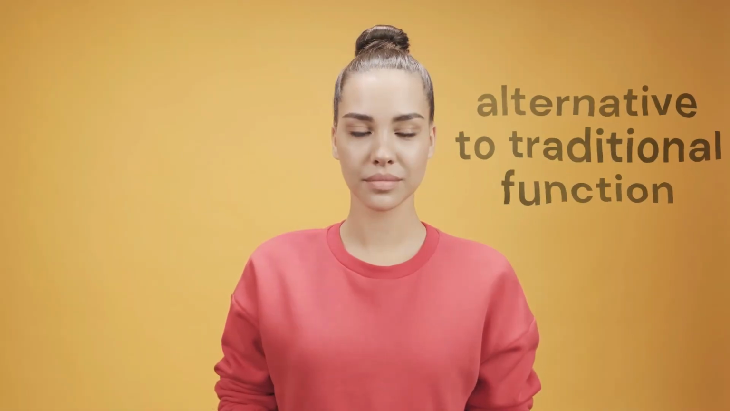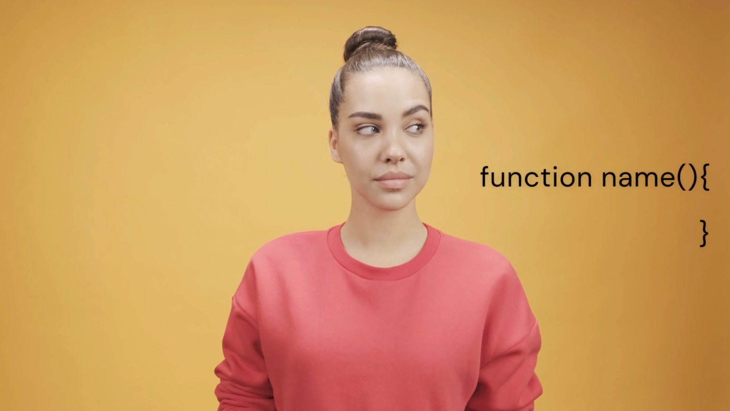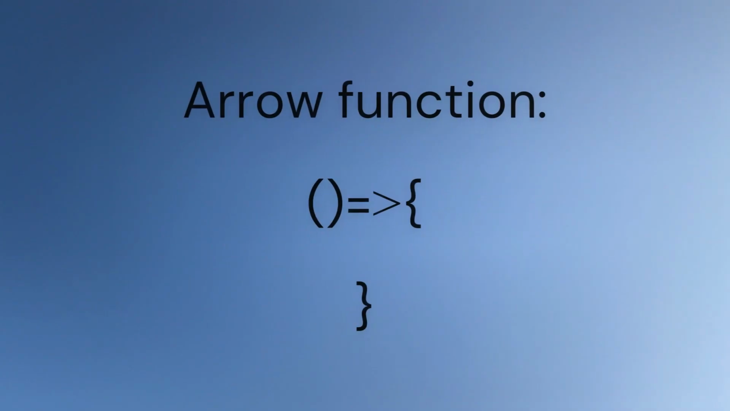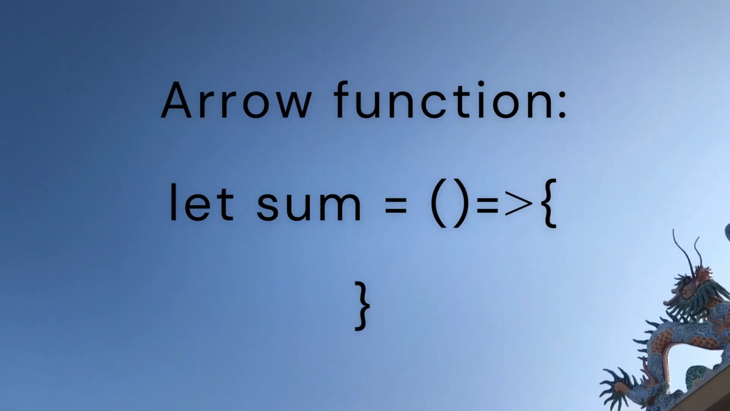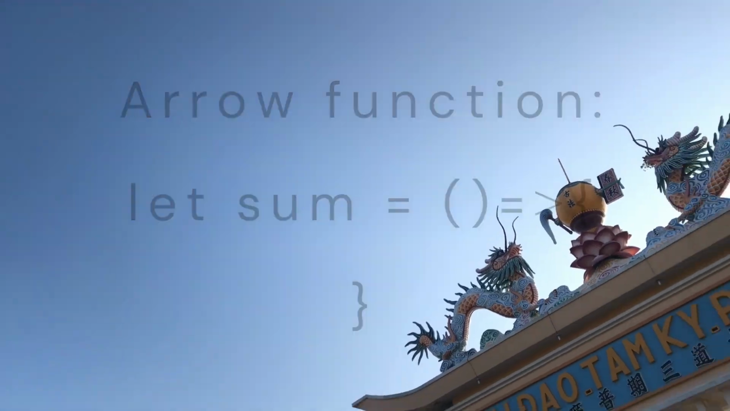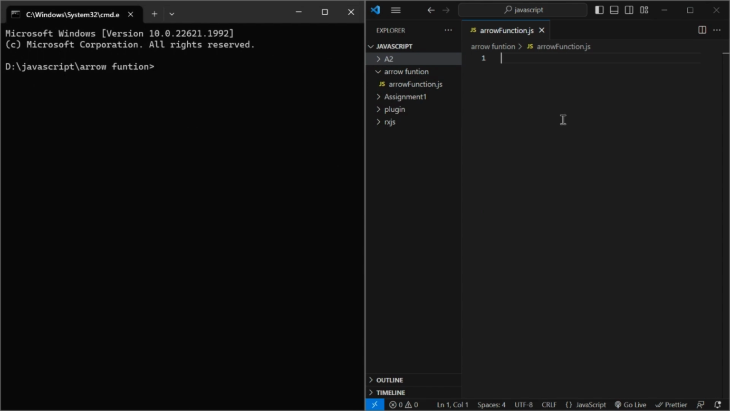An arrow function is an alternative to a traditional function defined with the function keyword. Arrow functions are always unnamed. You can assign the arrow function to a variable so it has a name. Let's take a look at an example. Here's an example of a traditional function. The sum function is defined using the function keyword.